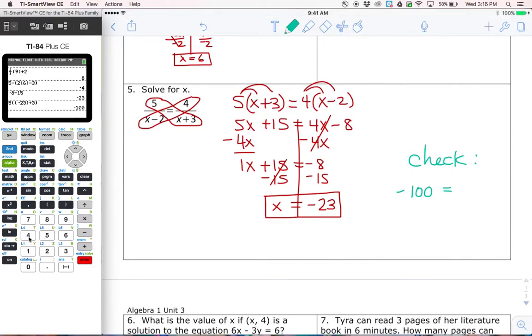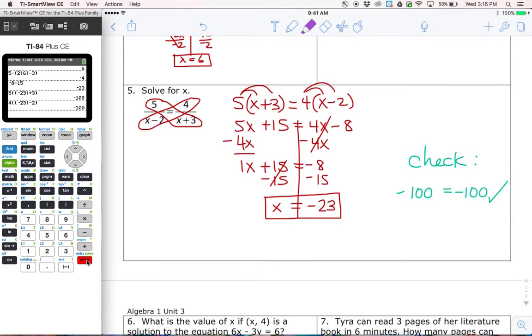Let's see. All right, 4 parentheses, negative 23 minus 2. Close parentheses. All right, we got negative 100. So we know that negative 23 was the right answer, because we plugged it in and the left side was equal to the right side. Darn it.